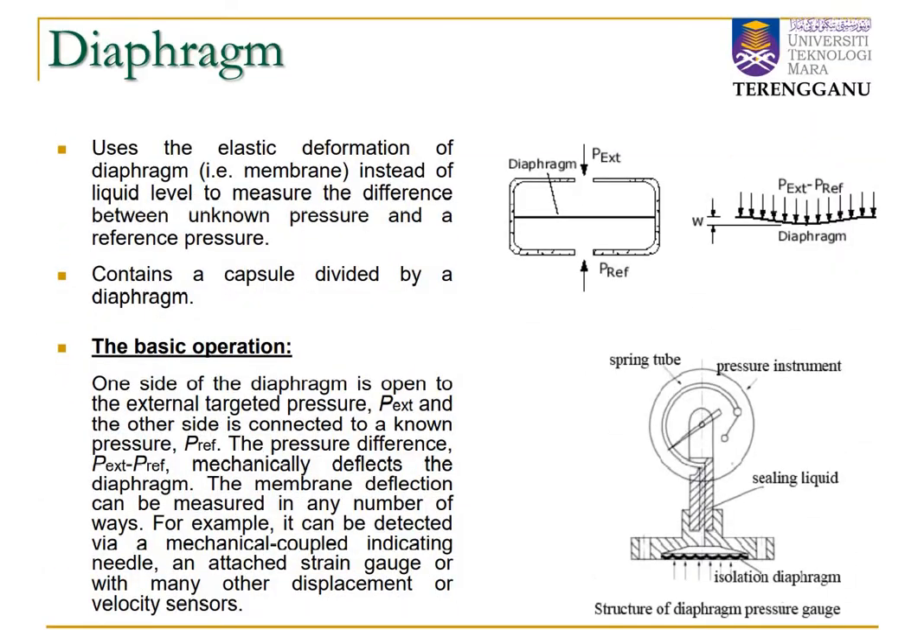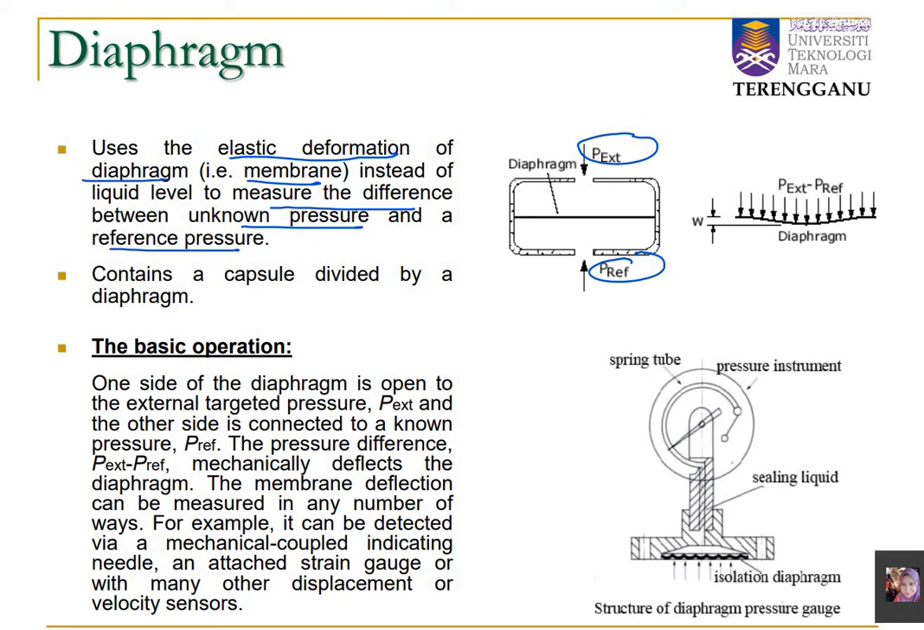Now we move to the diaphragm. The diaphragm uses the elastic deformation of a diaphragm, such as a membrane, instead of liquid level to measure the difference between an unknown pressure and a reference pressure. The diaphragm contains a capsule divided by a diaphragm. Inside here we have an external pressure that we exert, and we have a reference pressure. The difference between these two gives us the pressure difference.